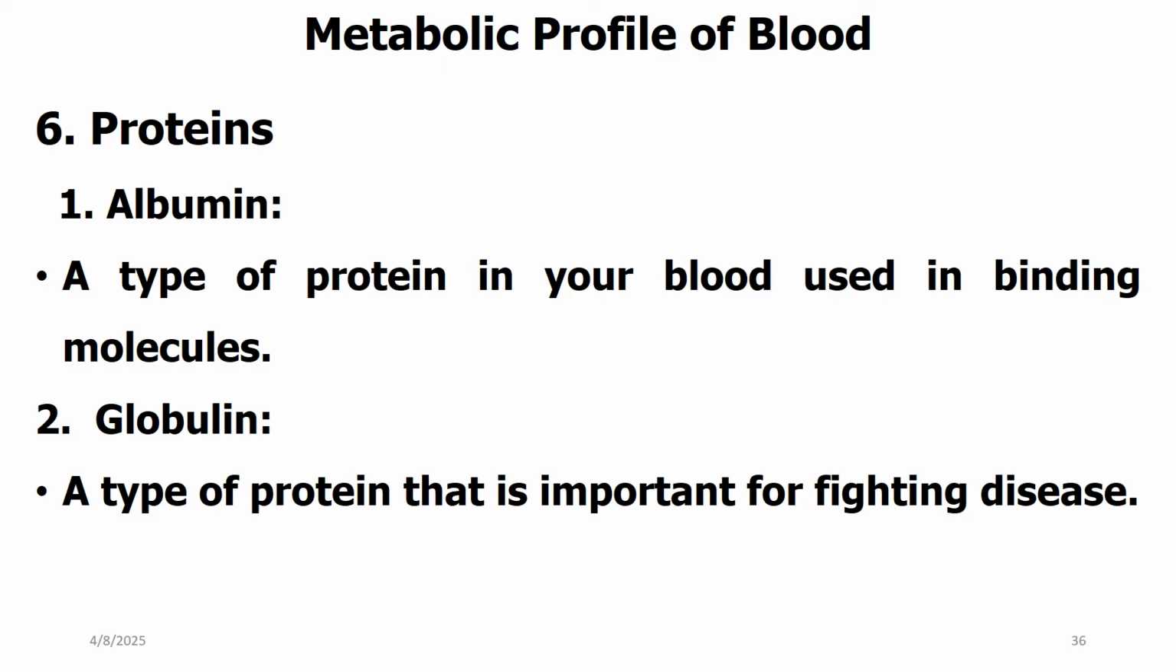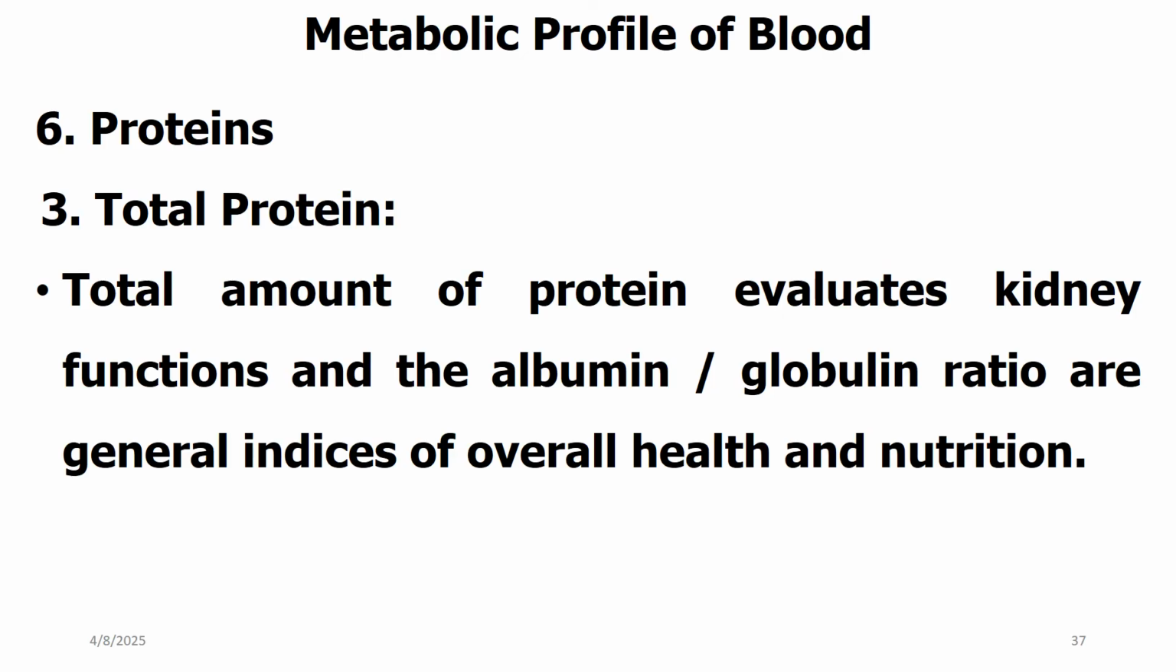The sixth item is proteins. Proteins in blood are albumin and globulin. Albumin is a type of protein in the blood used for binding molecules, while globulin is important for fighting diseases. Now, total protein in blood is the amount of protein that evaluates kidney functions, and the albumin and globulin ratios are generally indices of overall health and nutrition.